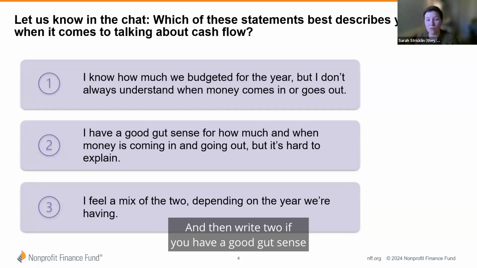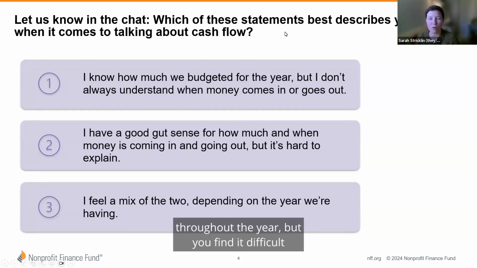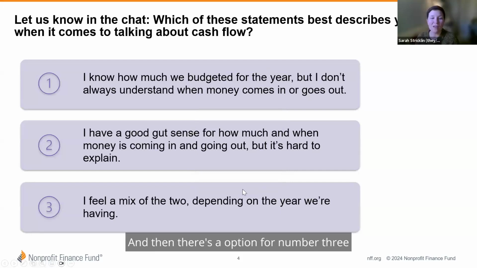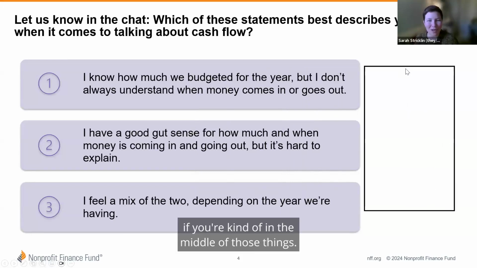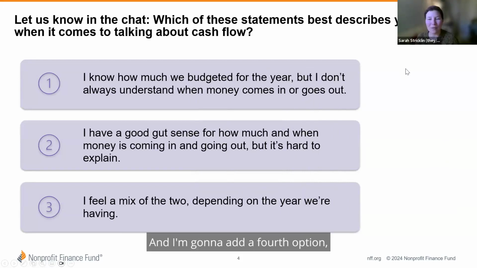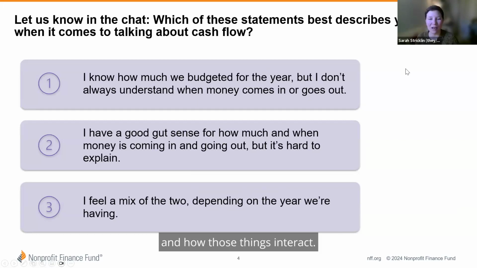And then write two if you have a good gut sense for that cash flow of in and out of money throughout the year, but you find it difficult when you're trying to explain that to other people. And then there's an option for number three if you're kind of in the middle of those things. And then I'm going to add a fourth option, which is you actually feel very confident about your knowledge and your handle on your cash flow and your budget and how those things interact.